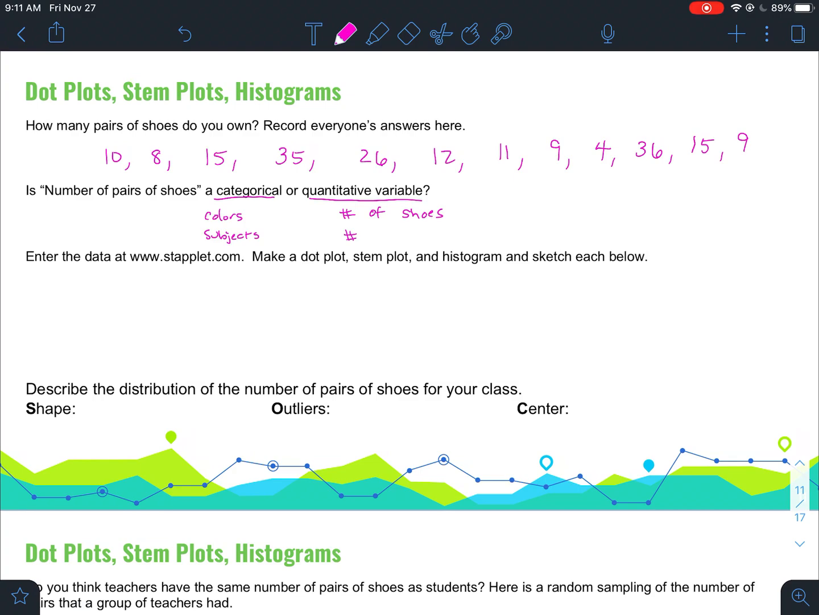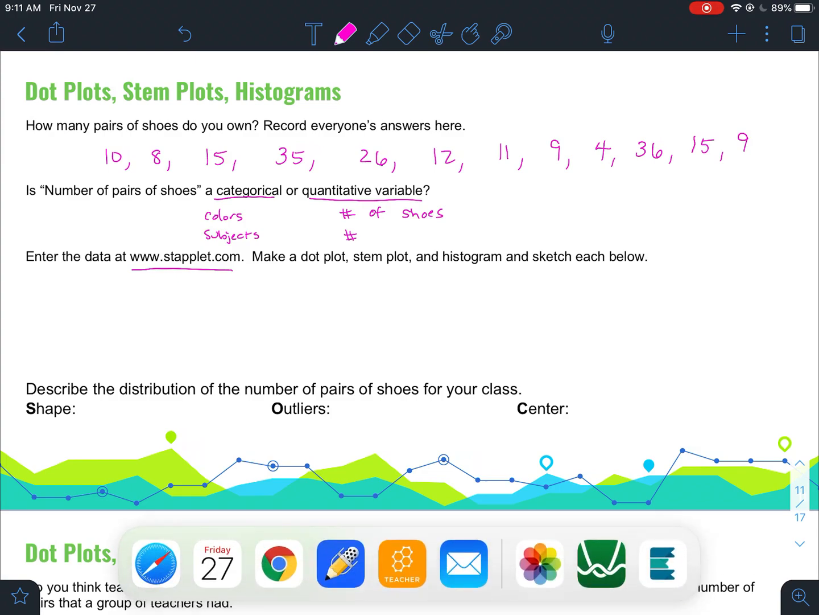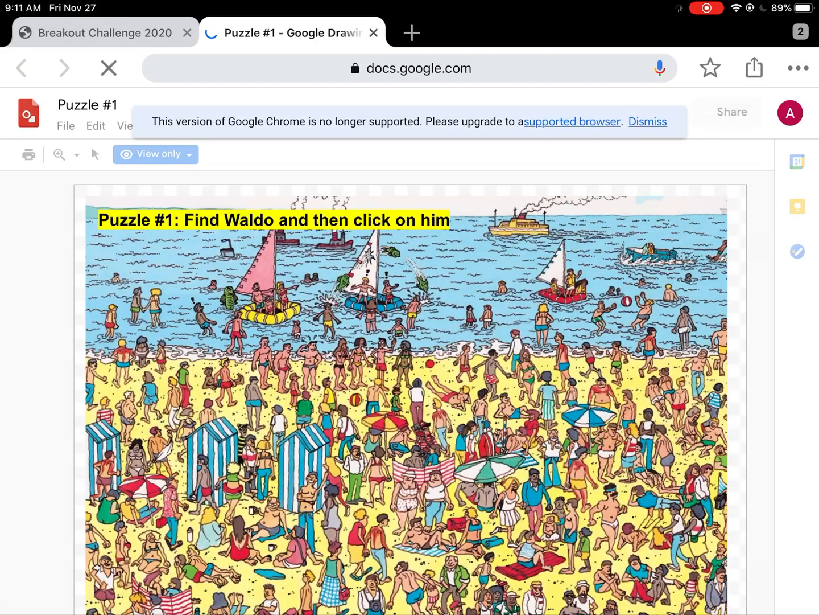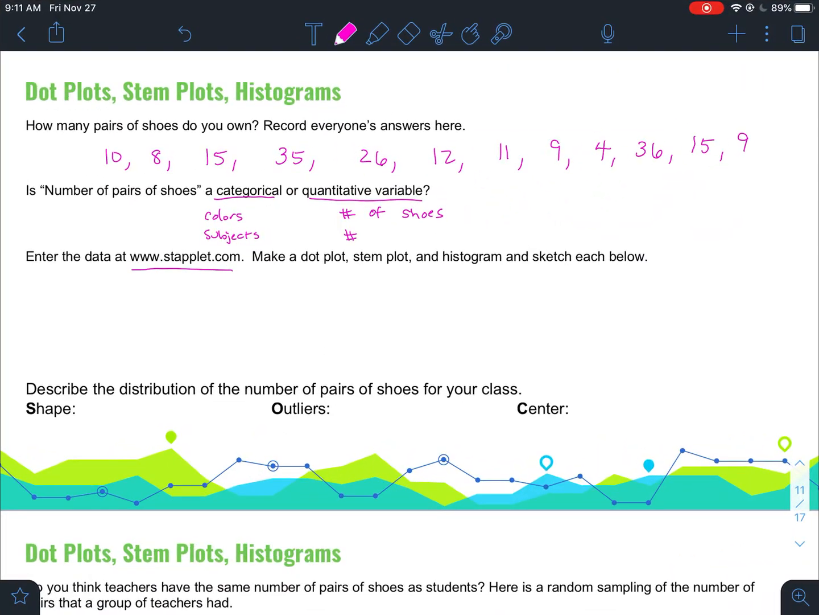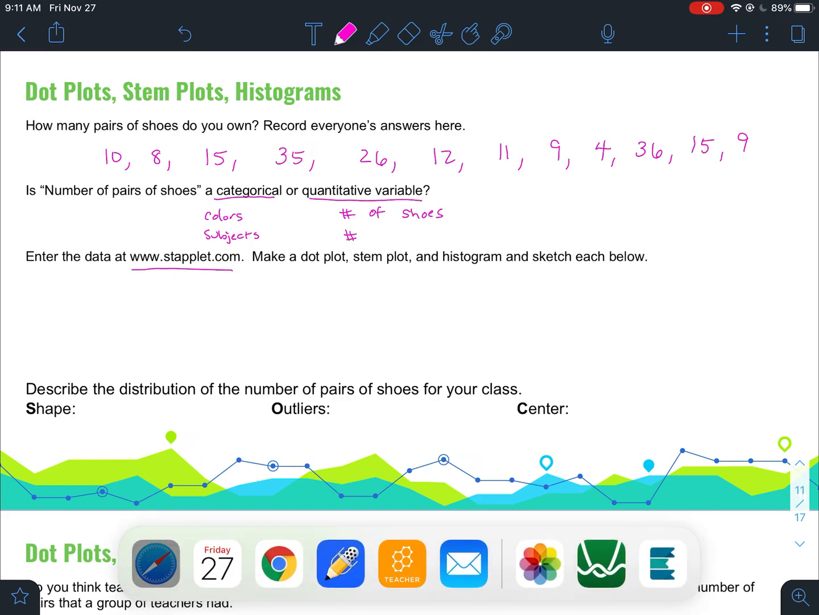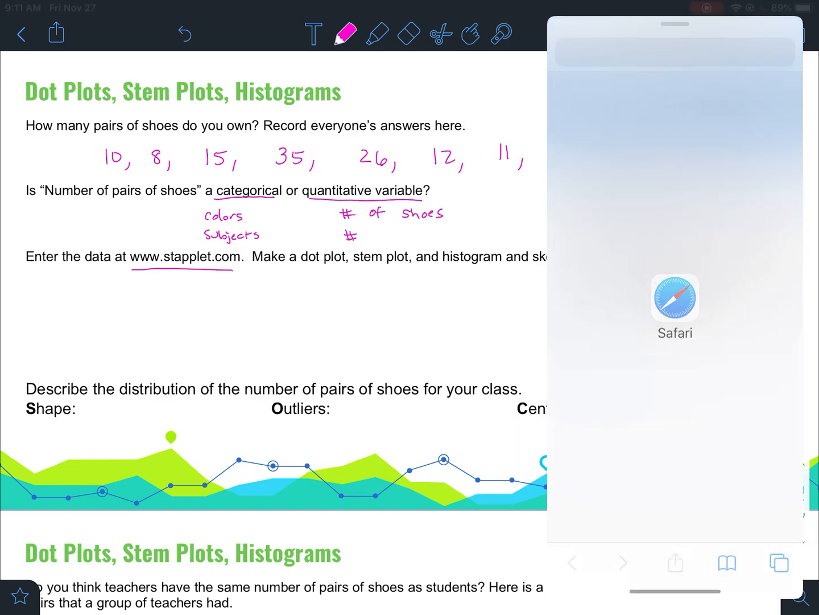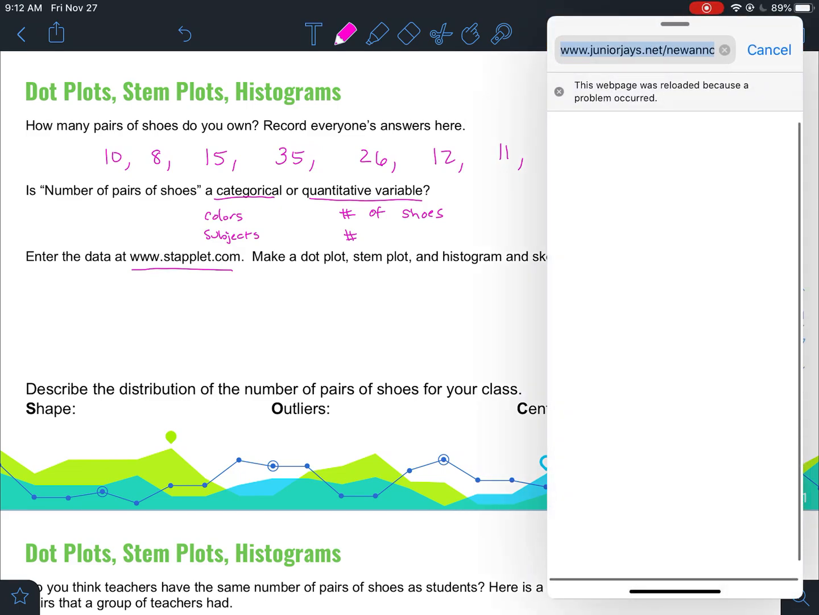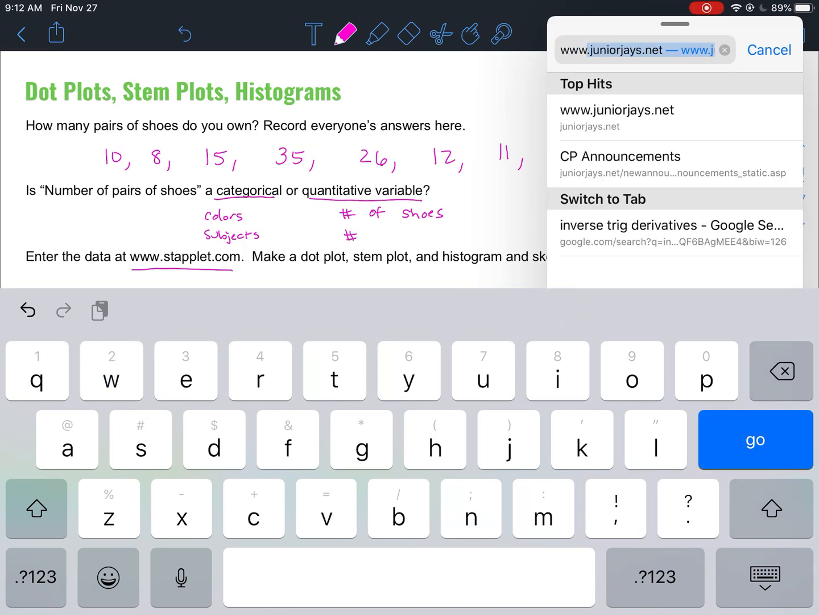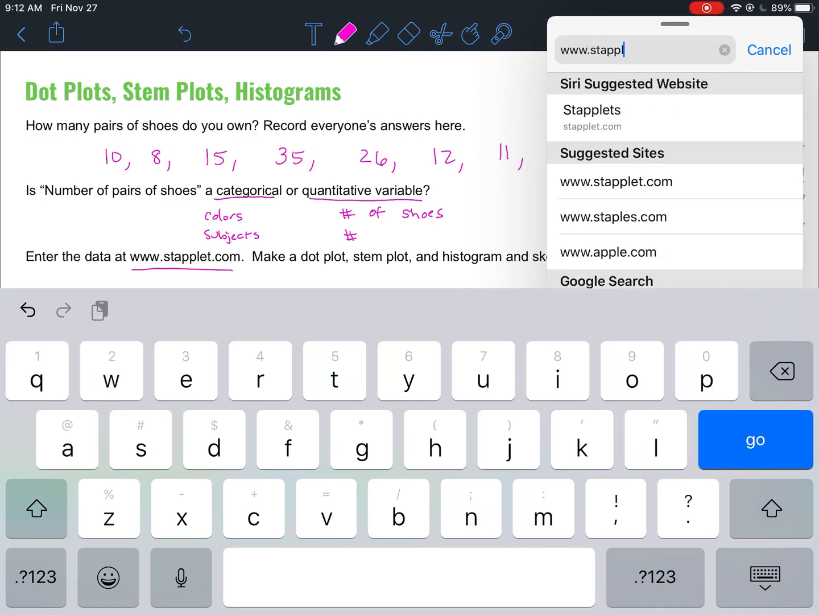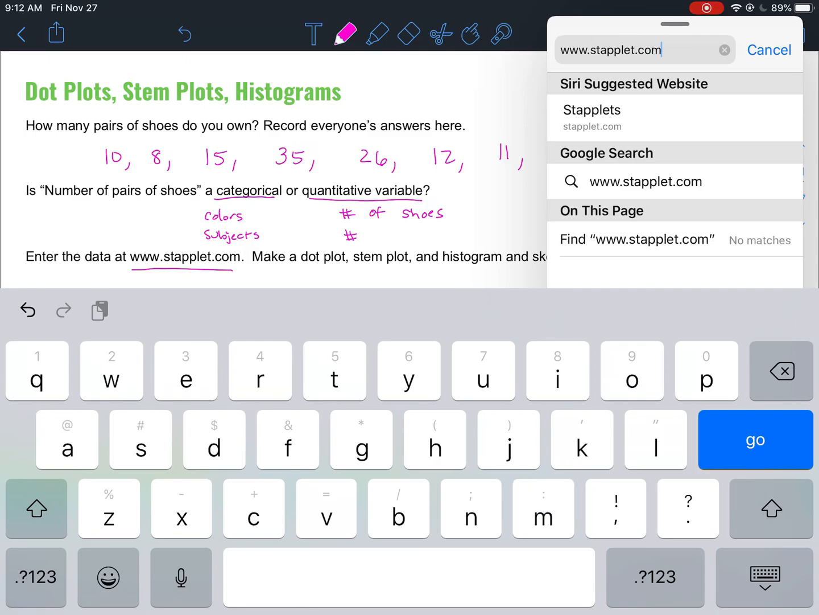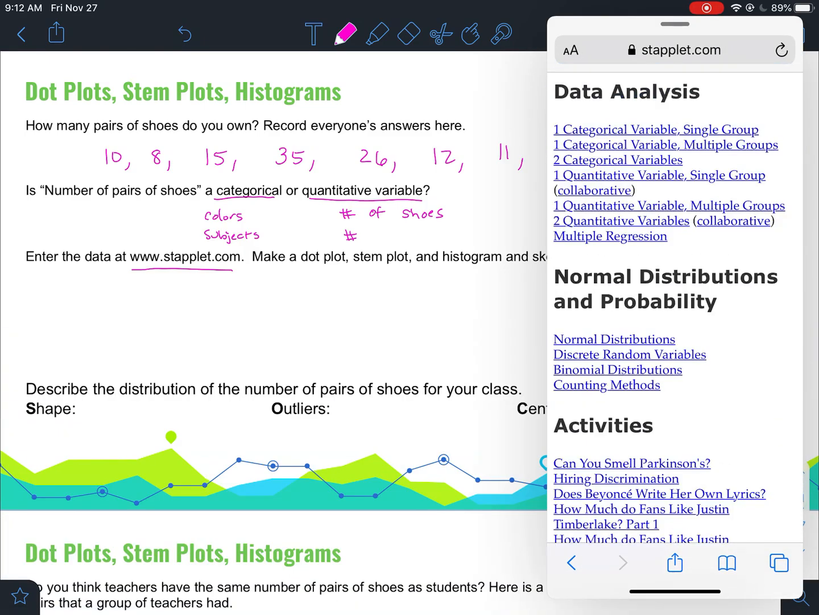So we are going to now, instead of doing this dot plot, stem plot, and histogram by hand, use a website to enter the data. So we're going to go to www.staplet.com, and it's going to let us make this data plot ourselves. Here we go. So we're going to go to www.staplet.com. And then we are going to use this website to enter in our data.